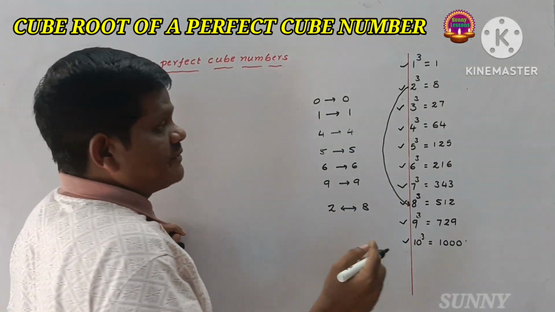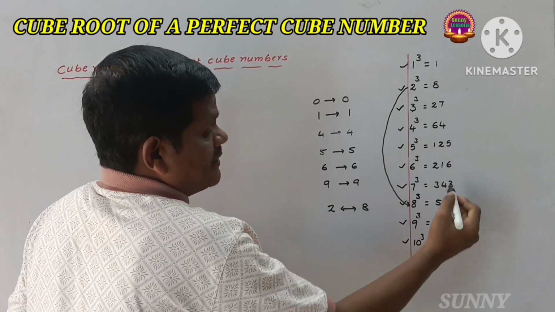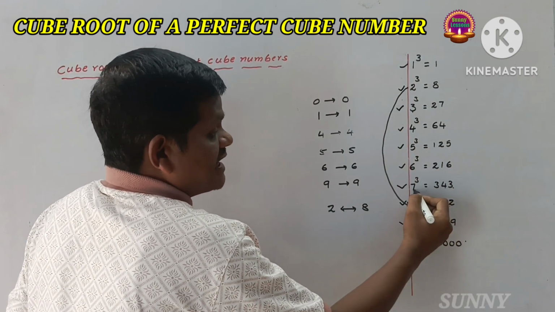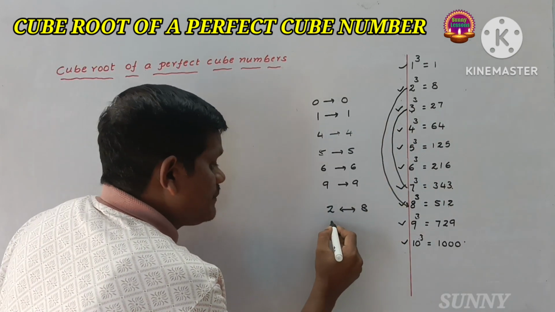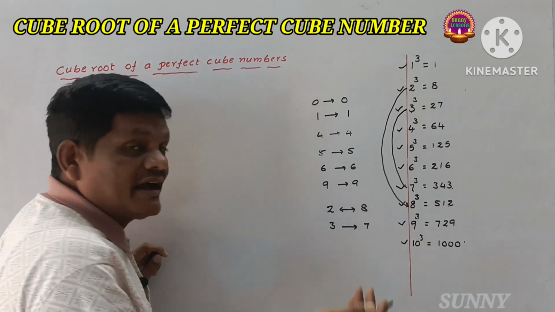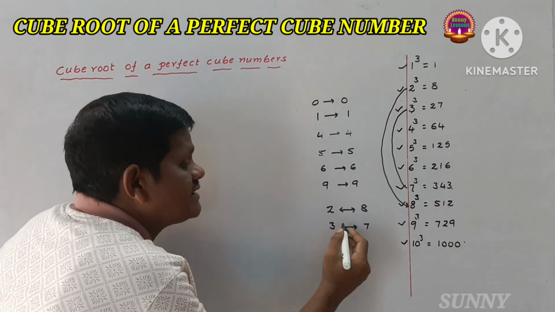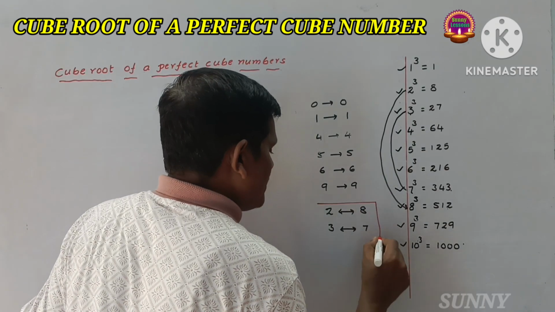When the perfect cube number ends with 7, the cube root ends with 3. When the perfect cube number ends with 3, the cube root ends with 7. So, the perfect cube number ends with 3, if it is 7. The perfect cube number ends with 7, if it is 3. This is only what we have to remember.